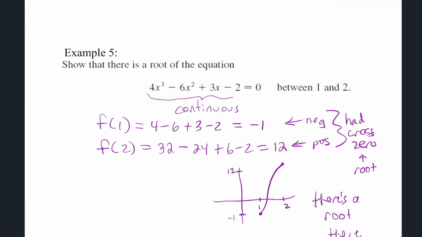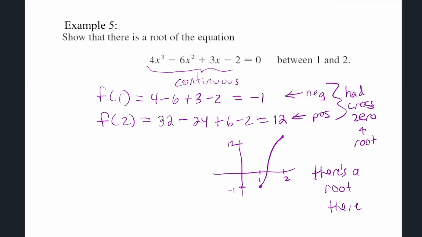Now, how could you check? Well, if we throw that function into Desmos and we check the x values between 1 and 2, somewhere it's going to cross over the x-axis. Somewhere it's going to have a root. Somewhere it's going to have a 0. So let's do that.